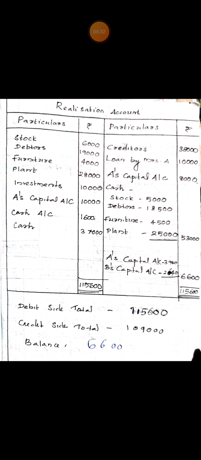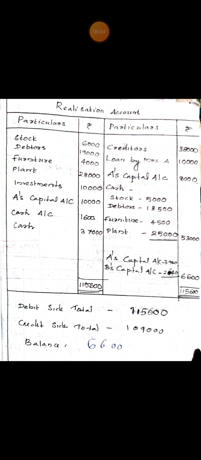Then, he also agreed to settle loan by Mrs. A. It is a payment made by partner. Liability paid by partner. Write it on the debit side of realization account. Realization account, sixth item, A's capital account, 10,000. That is the liability paid by Mr. A. A's capital account.